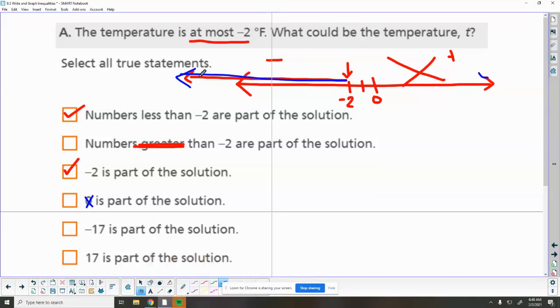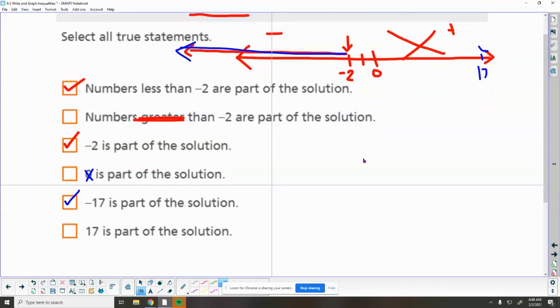-17 would be over here somewhere, right? If we kept on going, -3, -4, -5, -6. So yes, -17 is part of the solution. Now I want you to think about 17 over here. Would 17 be part of this solution?